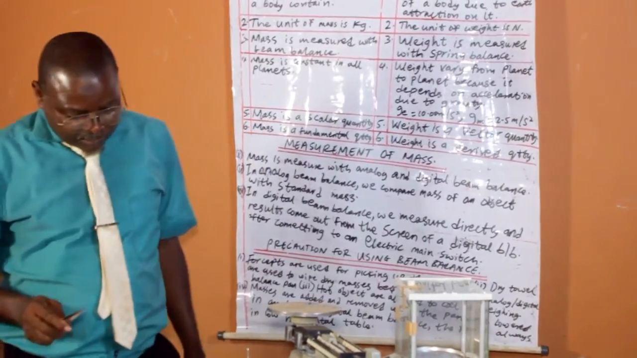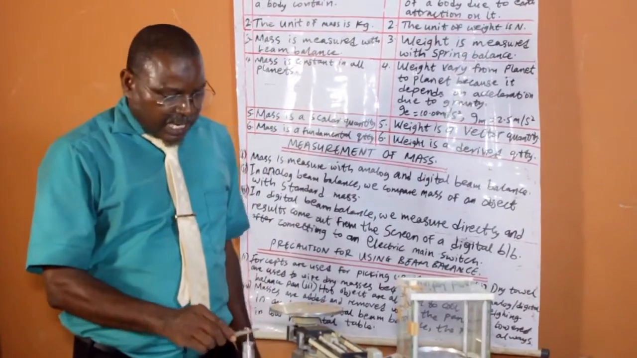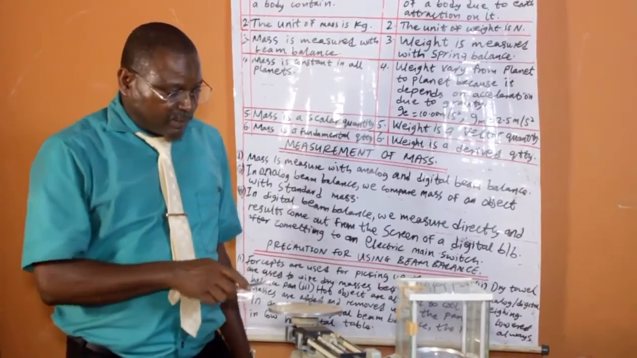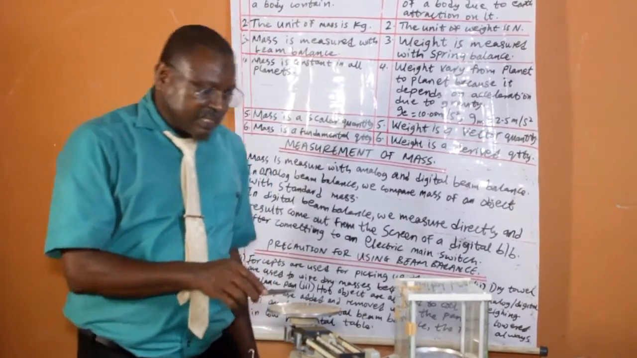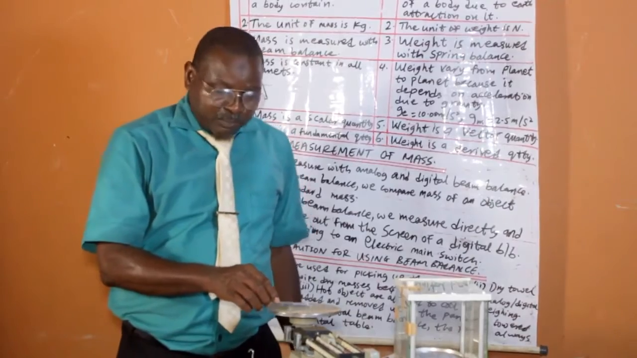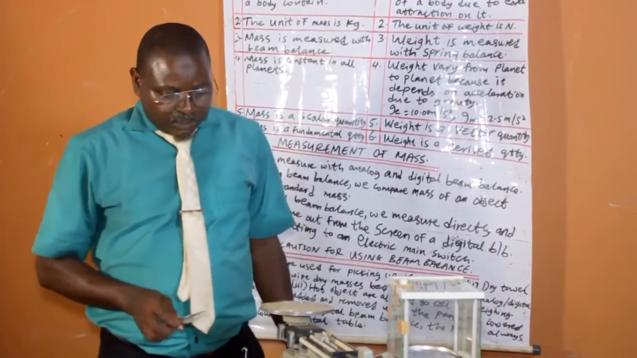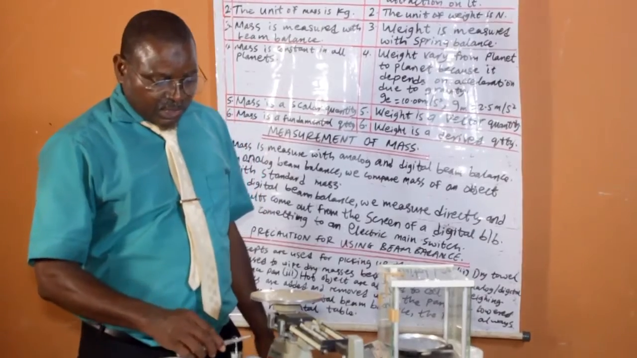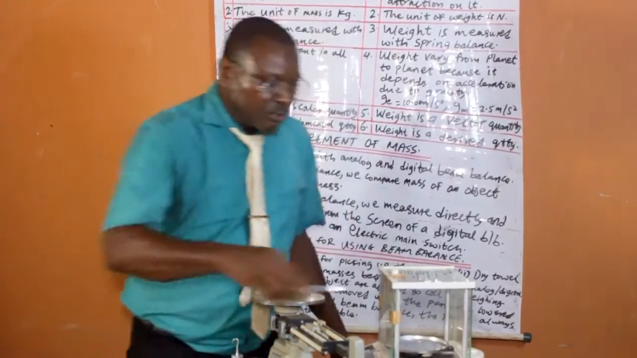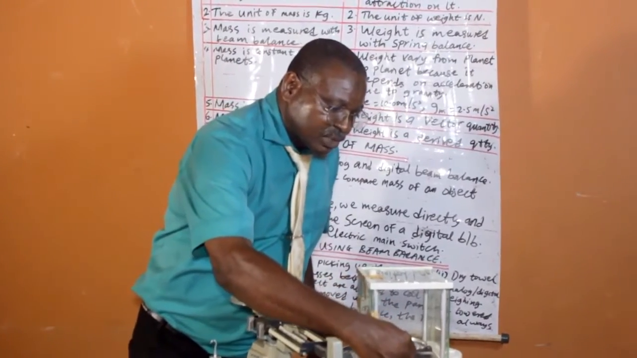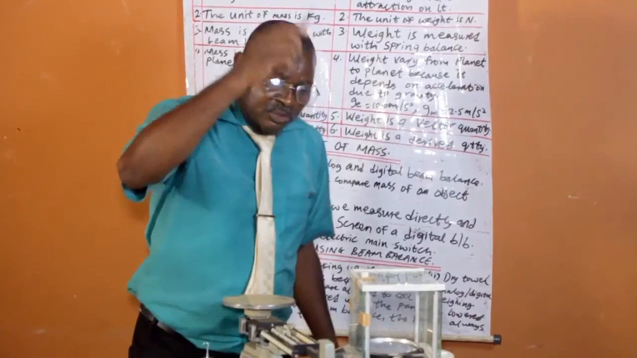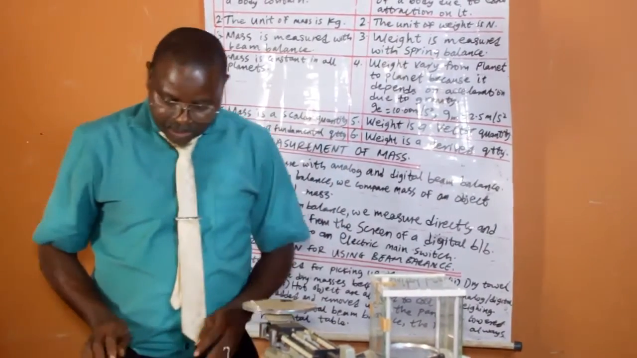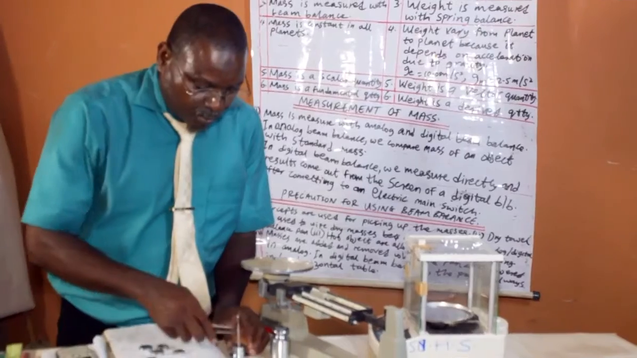Another one is that masses are added or removed in an analog beam balance when the pan is at a lower position. But in the case of digital beam balance, the pan is always in horizontal position. You don't raise it up or down. It's always on the horizontal position. That is that.